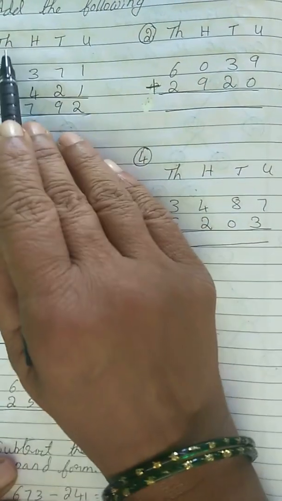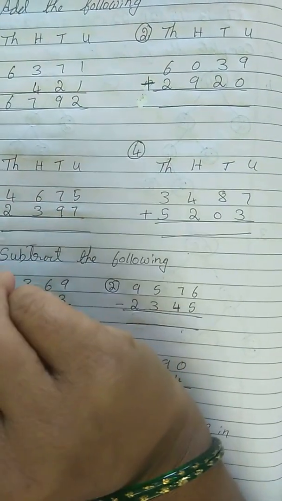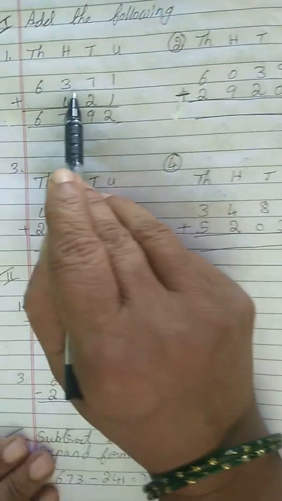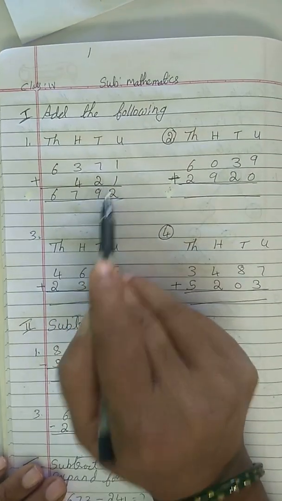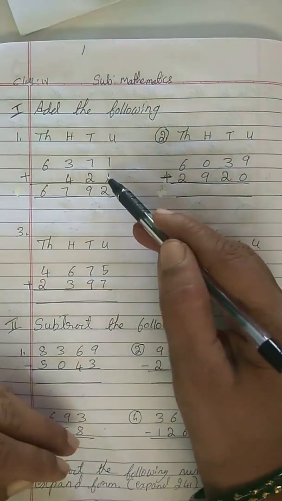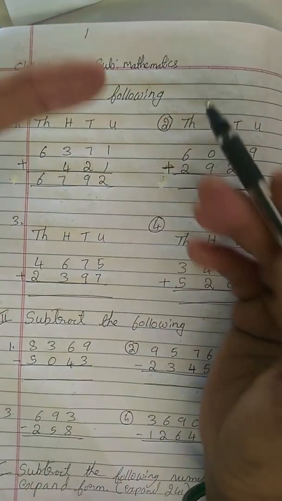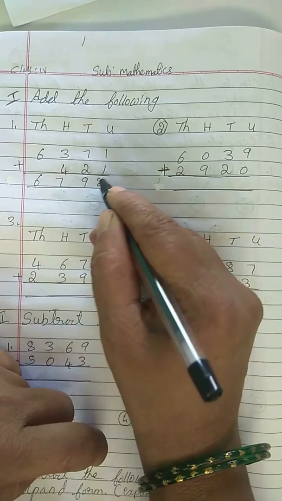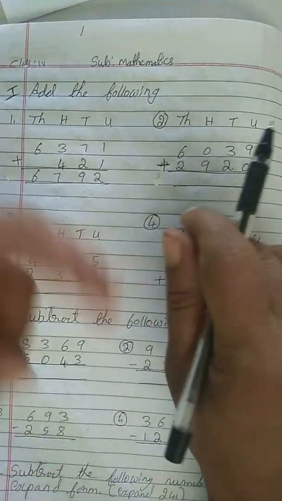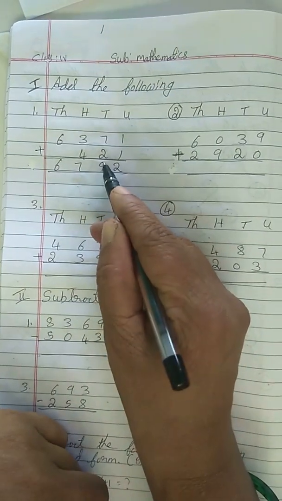Okay. See, you know that TH means 1000, H means 100, T means tens, U means units. So they have given 6371 plus 421. You must add. See, 1 plus 1 is how much, children? 1 in the mind, 1 on the finger. How much after 1? 2. Right, here 2. 7 in the mind, 2 on the finger. After 7, 8, 9. Right, here 9.